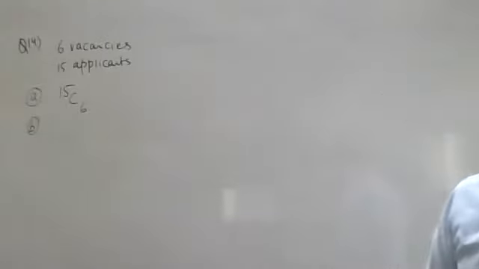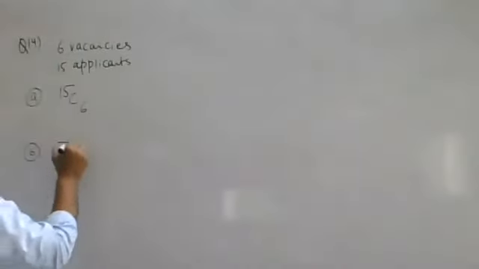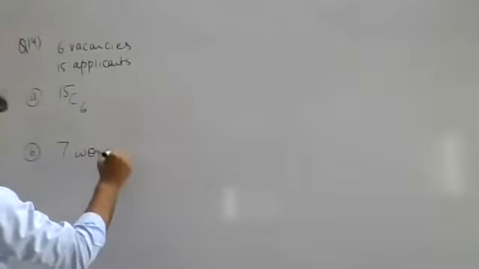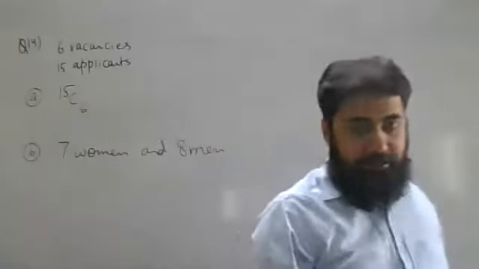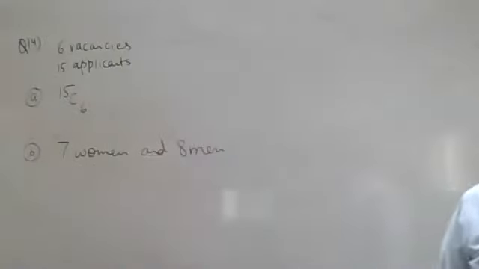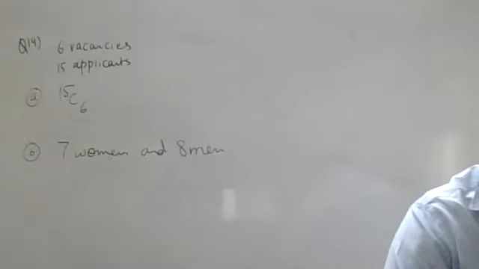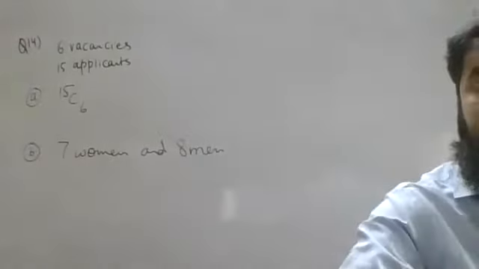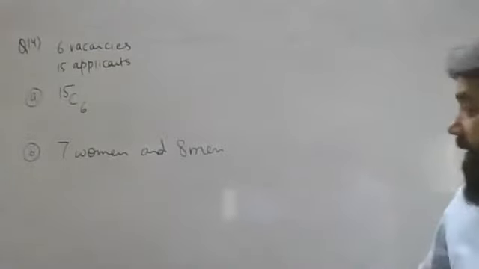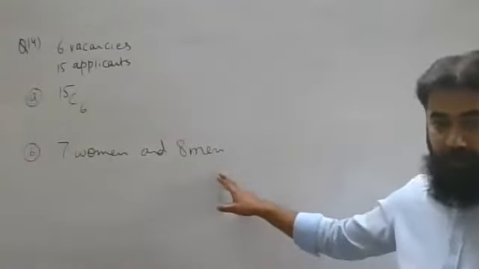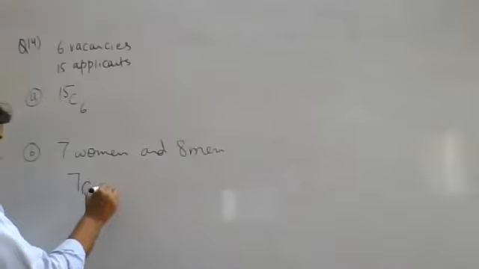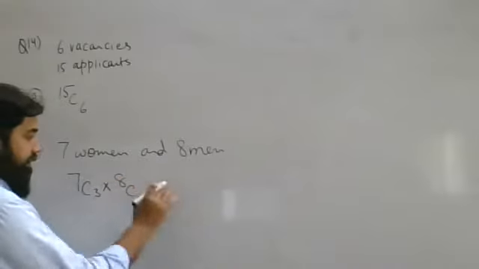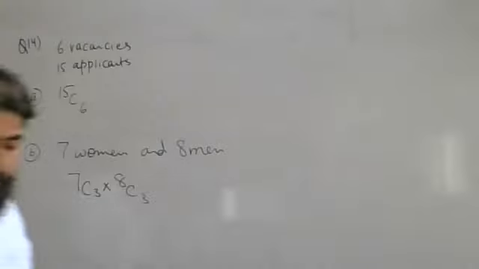Okay, and for that we have got 7 women and 8 men among the applicants. They are saying that we have to take 3 from here and 3 from here. So how will I write? I will write 7C3 into 8C3, and this is how I'm going to get my B part.